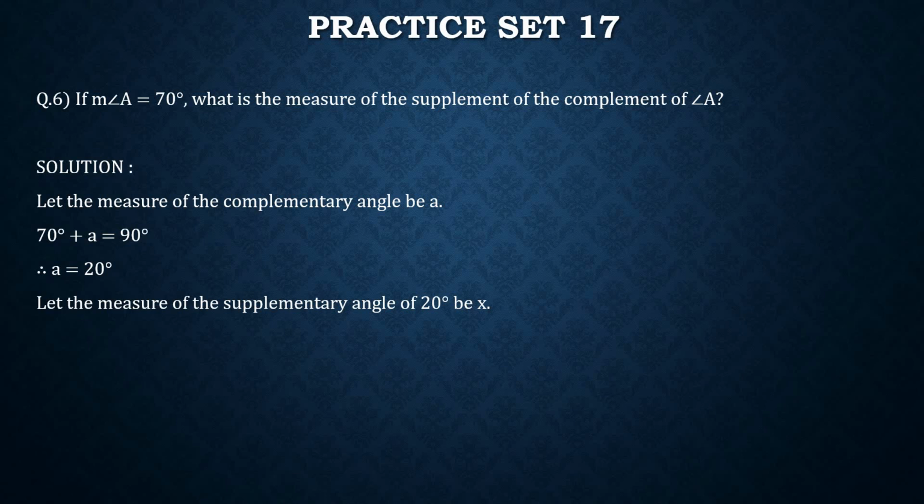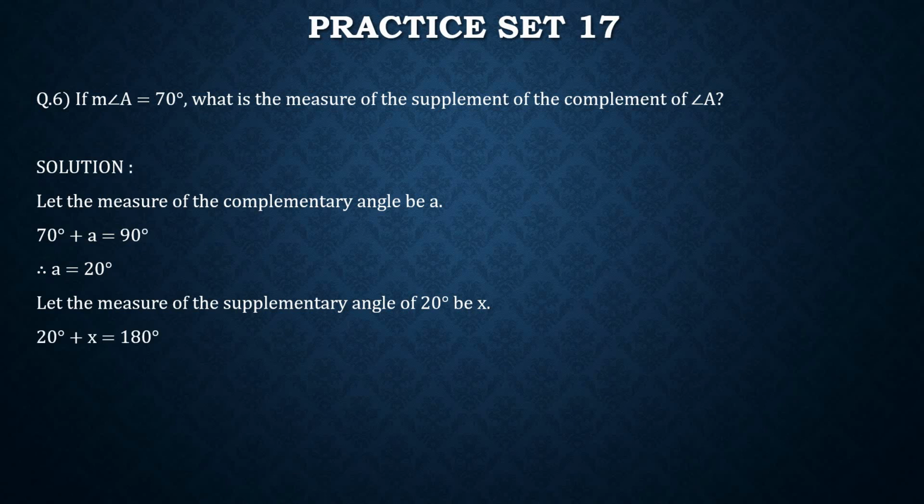Now let the measure of the supplementary angle of 20 degrees be X, because we are going to find the supplement of the complement. So here we are going to consider the complementary angle and then we are going to find the supplementary angle of the complementary angle. So let us consider it with some other alphabet. Here we have considered X. 20 plus X is equal to 180 degrees.